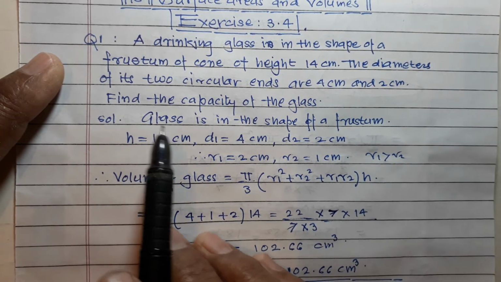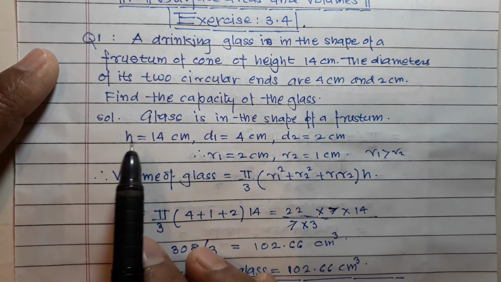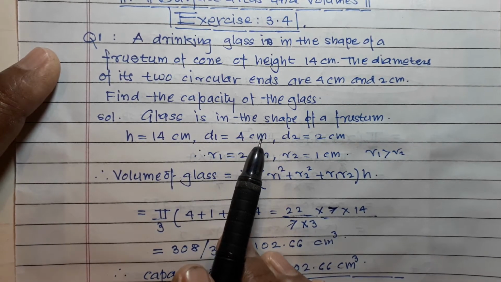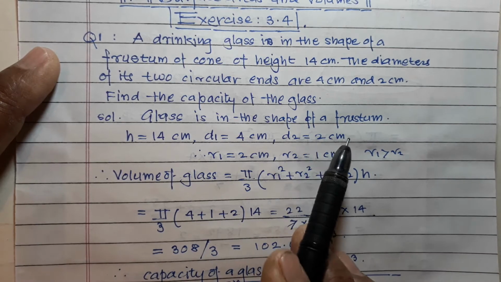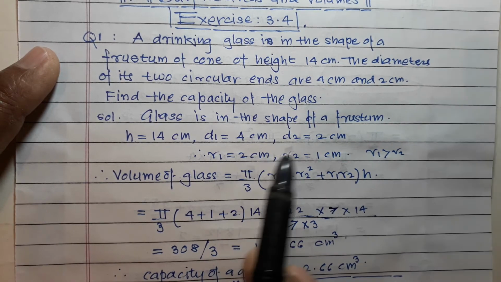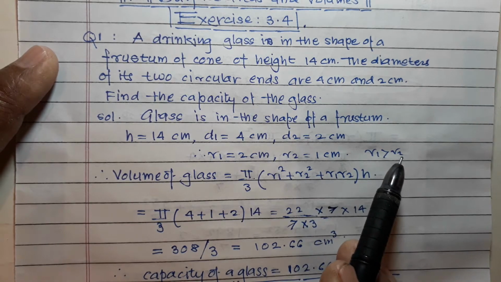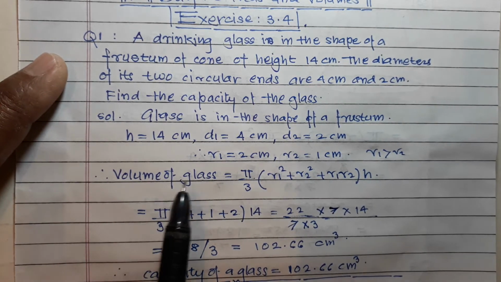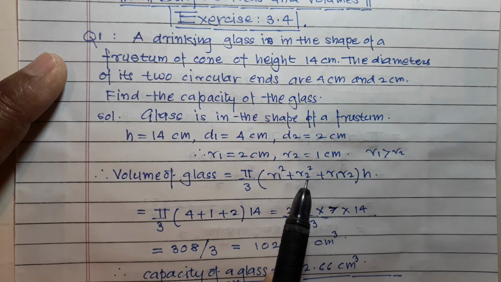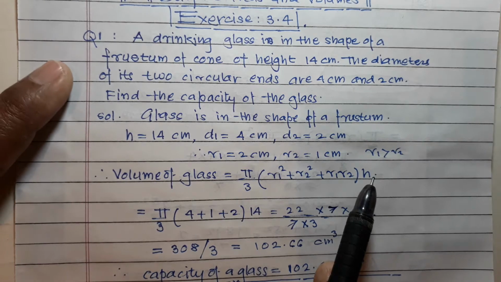So, solution. The glass is in the shape of a frustum of a cone. H is equal to 14 centimeter, given. D1 is equal to 4 centimeter, D2 is equal to 2 centimeter, and therefore R1 is equal to 2 centimeter and R2 is equal to 1 centimeter. R1 is greater than R2. So volume of glass is equal to pi upon 3 into bracket R1 square plus R2 square plus R1 into R2 close bracket into H.